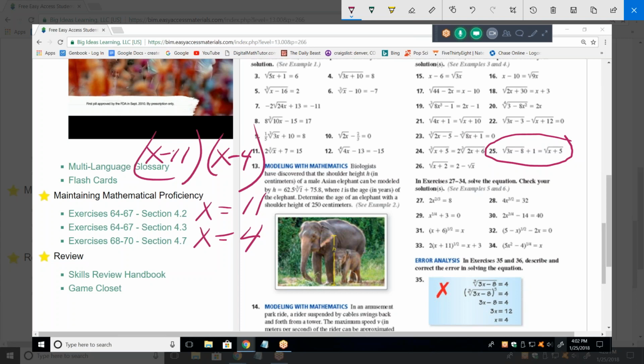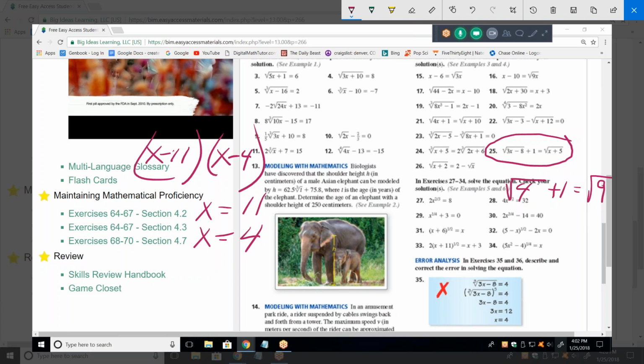Let's do the easy one first. Plug in 4. What do you get? So the square root of 3 times 4, so 12 minus 8, which is the square root of 4, plus 1. Is that equal to the square root of 9? Yes. Okay, now let's plug in the other one.